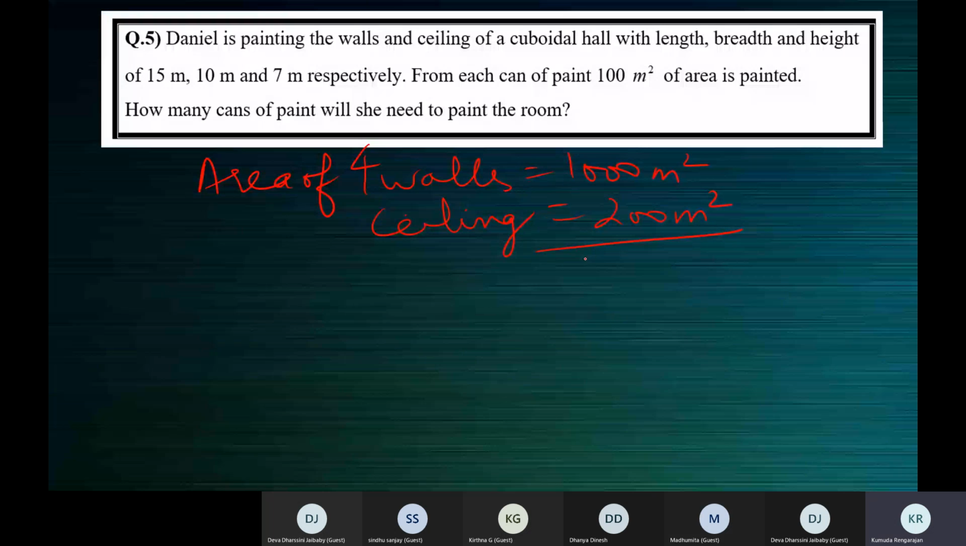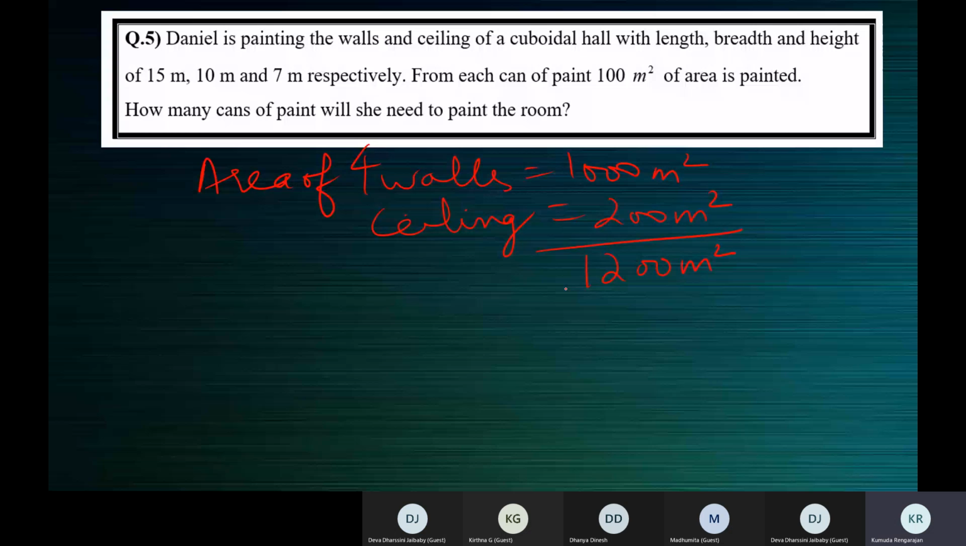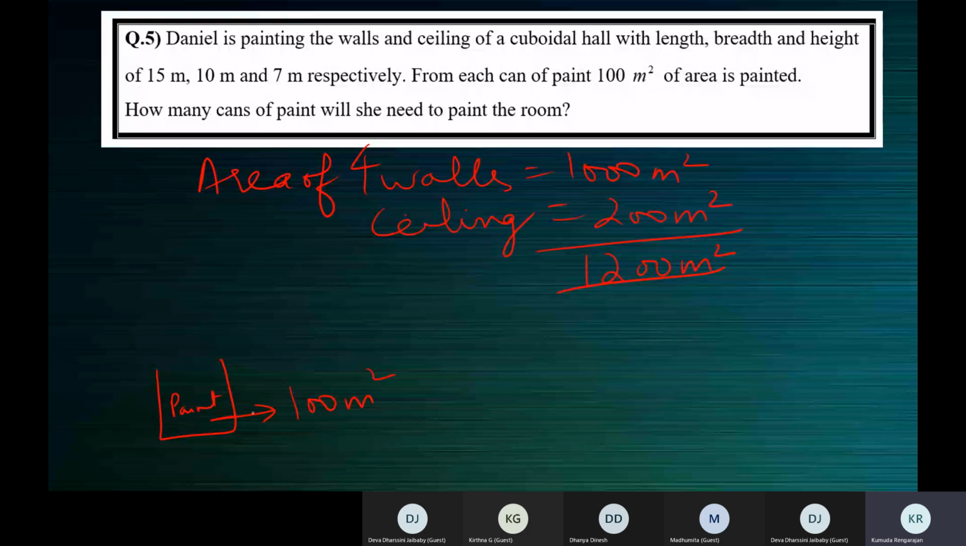Now, in the market, if you buy 1 can of paint, you can use this paint to cover up an area of 100 meters square. Then to cover 1200 meters square, how many cans of paint will you buy? Ma'am, it's 1200 by 100, which is 12, ma'am. Yeah. You'll buy 12 cans of paint.